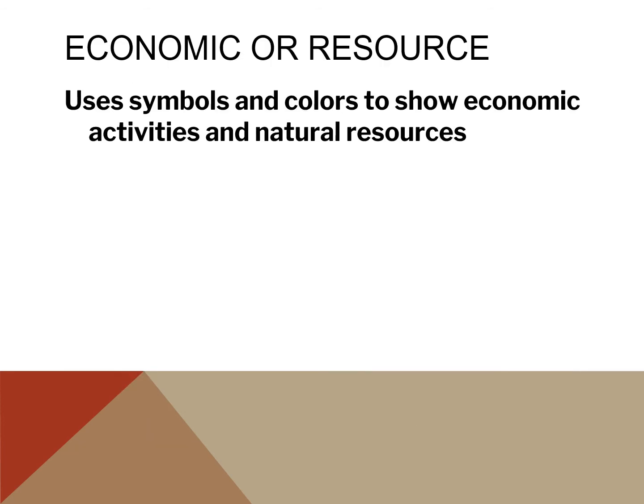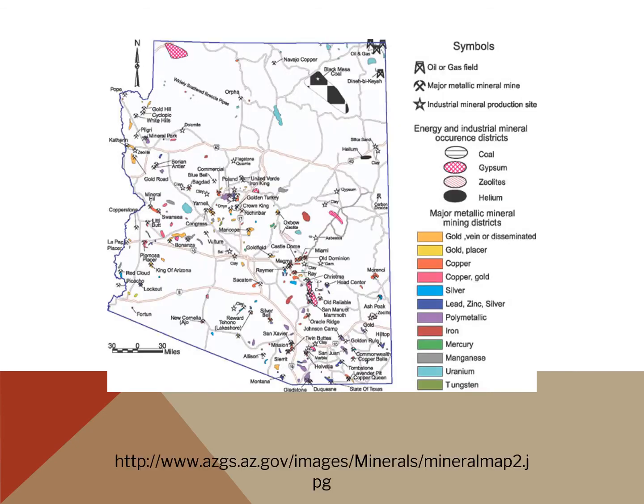Economic or resource maps use symbols and colors to show economic activities or natural resources. So this is an economic activity map or resource map for Arizona. Notice we have some logos or icons, we have some colors, and we have some patterns. For example, this little crosshatch here is where they mine gypsum. We notice we have some oil and gas fields over in the top right corner. We've got all of these different areas.